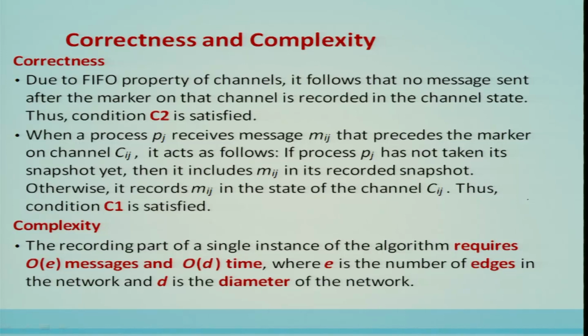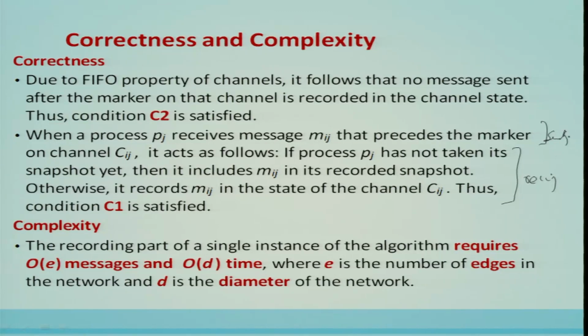When a process Pj receives a message Mij that precedes the marker on the channel Cij, it acts as follows. If the process J has not taken its snapshot yet, then it includes Mij in its recorded snapshot. Otherwise, it records Mij in the state of channel Cij. Thus condition C1 is satisfied. So this is according to the marker receiving rule, and this is basically the marker sending rule.